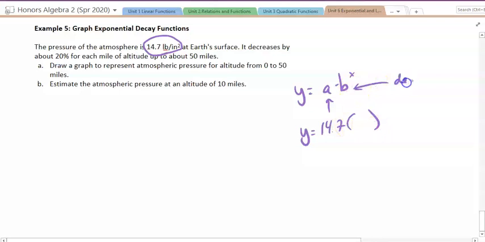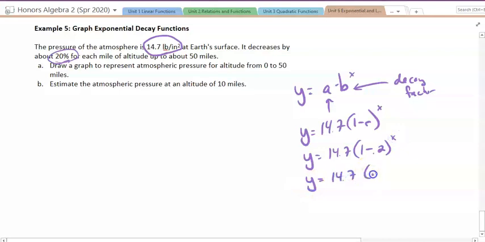This b, when we are dealing with a decay function, becomes our decay factor. And our decay factor is going to be 1 minus the r. Remember, because the growth factor is 1 plus the rate, right? And so we're going to get y is equal to 14.7. And then we're going to get 1 minus, what's it decreasing by? 20%. So I'm going to get minus 0.2 here. So y is equal to 14.7 times 0.8 to the x. And that's what we're going to graph.